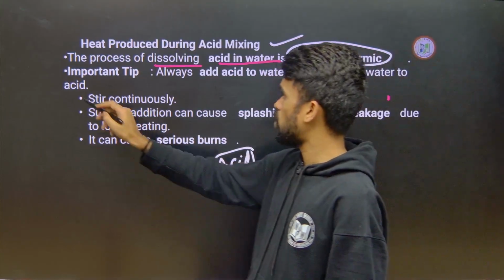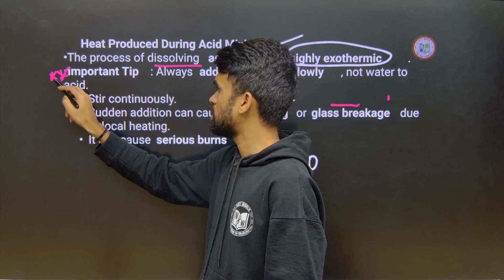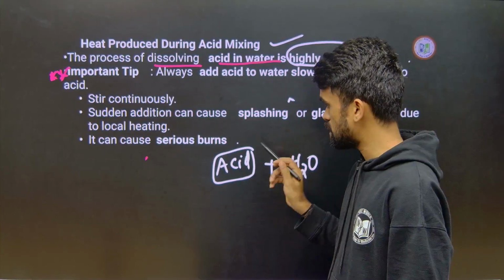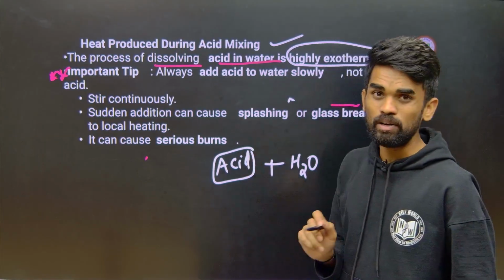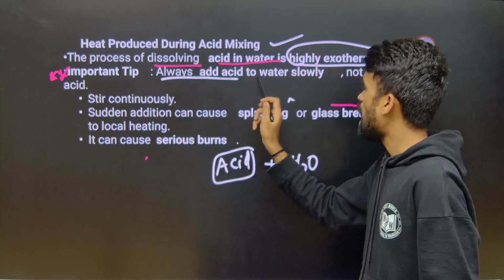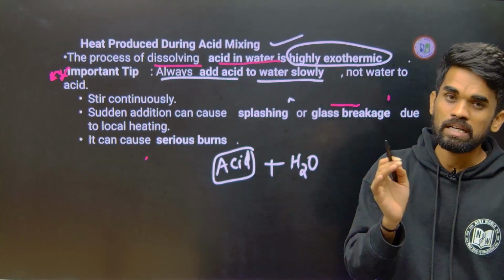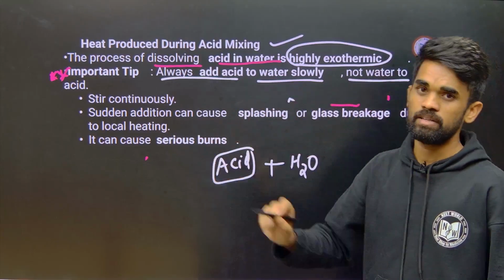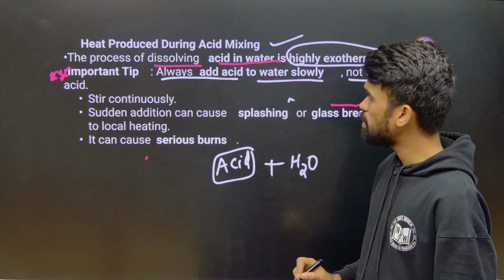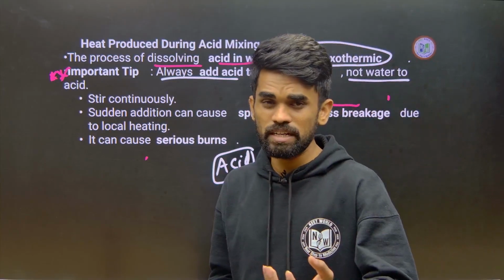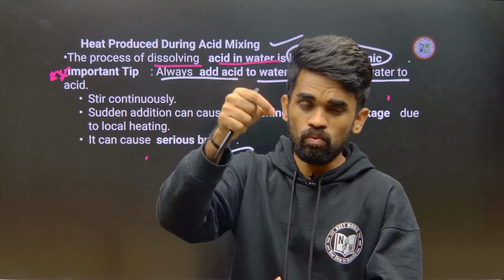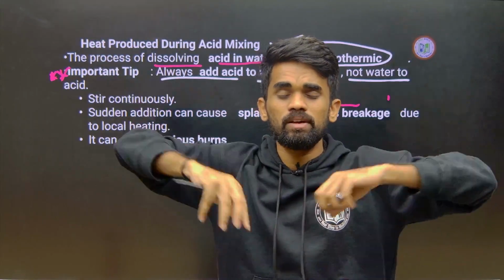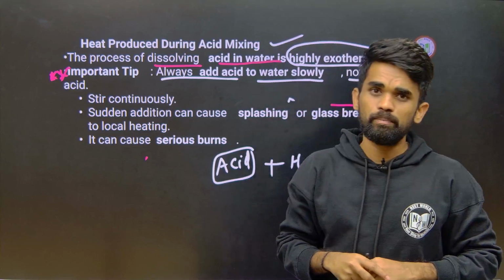So here is one important tip, a very precautionary thing you need to follow whenever you are entering the lab. Whenever you are touching these acids, whenever you want to dilute an acid, always add acid to water slowly, and not vice versa. Not water to the acid. Why? Because the acid is highly concentrated. So whenever you add water drop by drop to it, you will see a highly exothermic reaction. A very huge amount of heat is released.